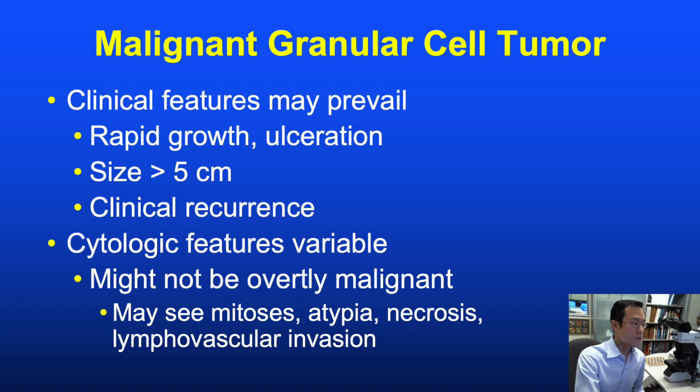Sometimes you will see overt features of malignancy, including necrosis and lymphovascular invasion, but at the other end of the spectrum, sometimes they don't look that bad microscopically. So clinical features are important to consider in determining the potential for a malignant granular cell tumor. So rapid growth, ulceration, large clinical size, or clinical recurrence are also features that should be considered.